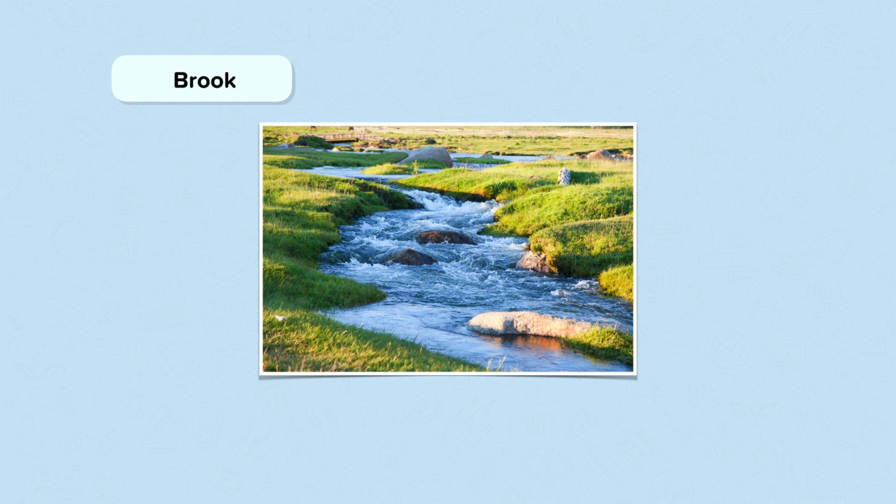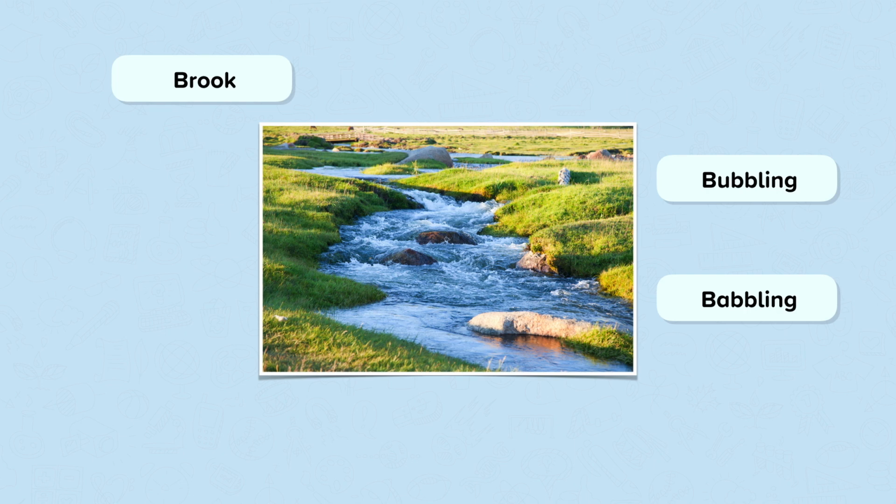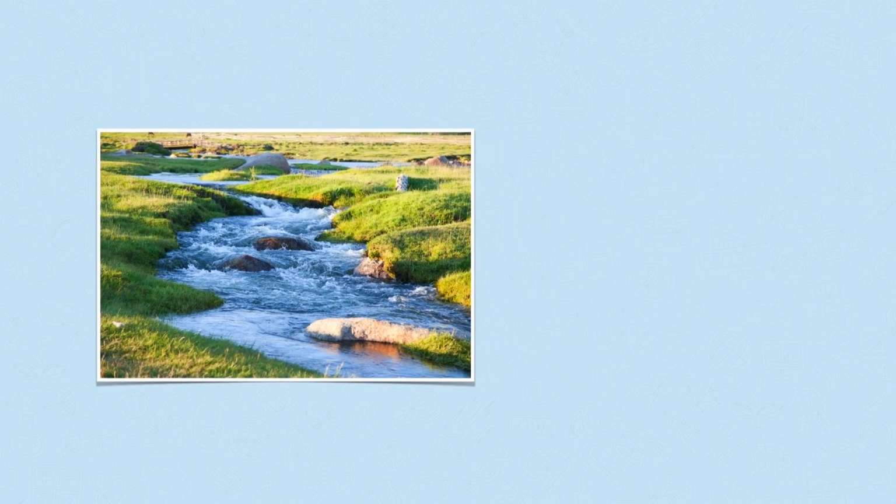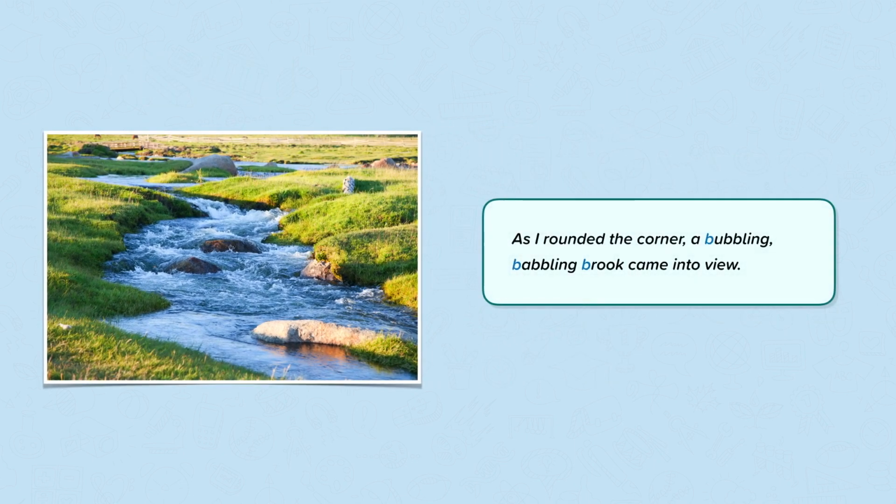We need some more words beginning with B that create a sense of the way the water moves and sounds. Bubbling creates the impression of the way the water moves, and babbling creates an impression of the sound it makes. Both words begin with the letter B. Now let's write this in a sentence. As I rounded the corner, a bubbling, babbling brook came into view.